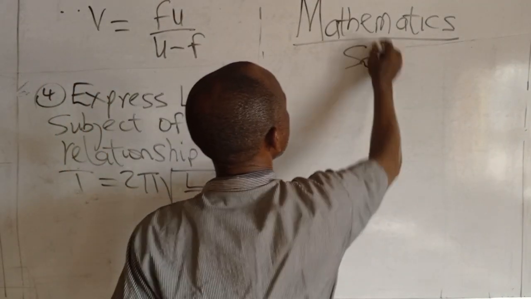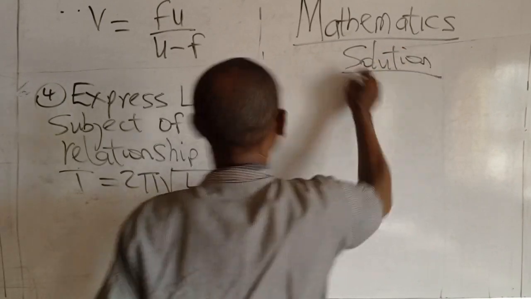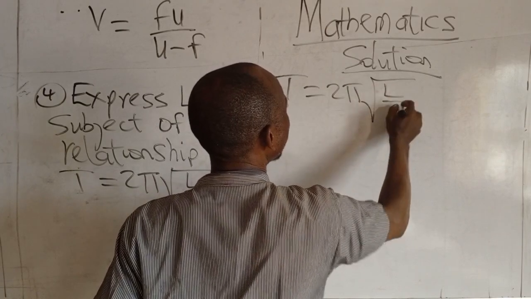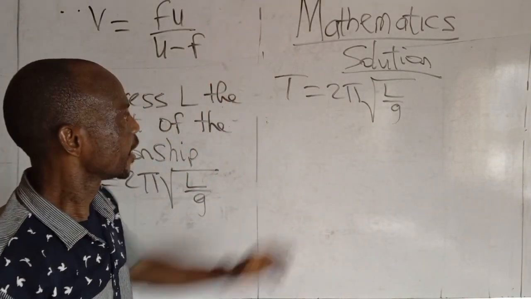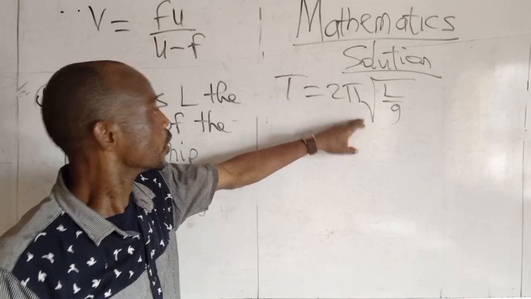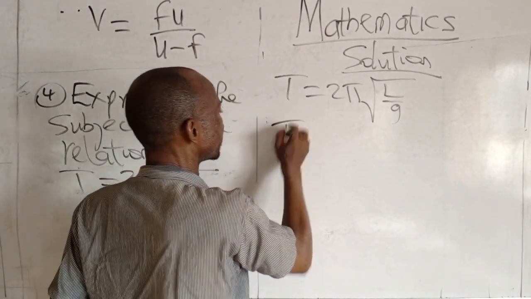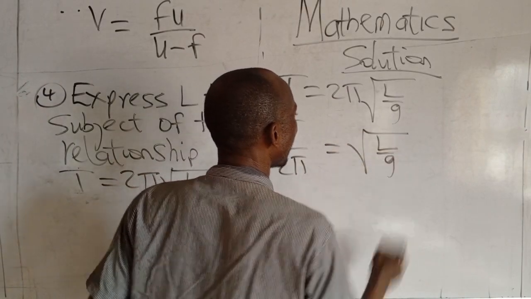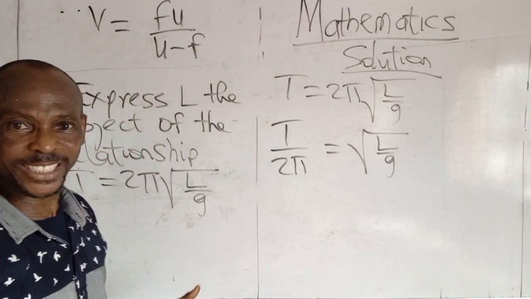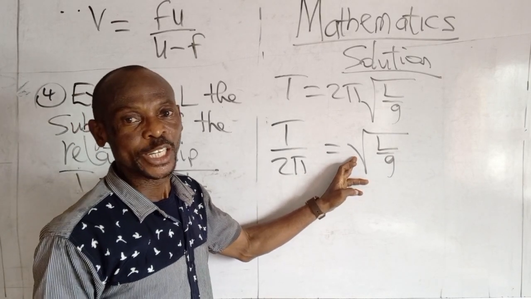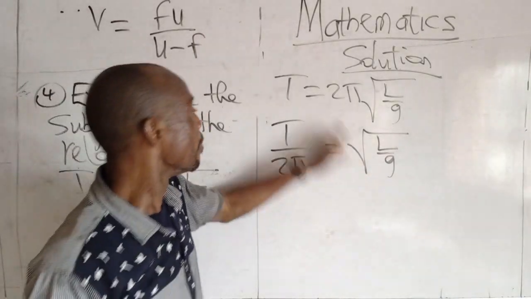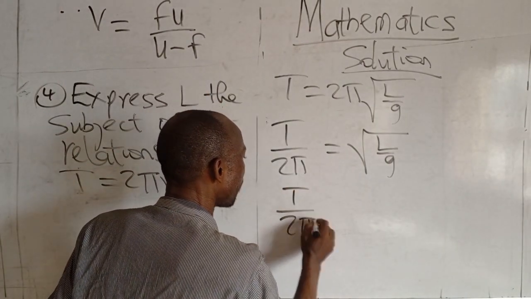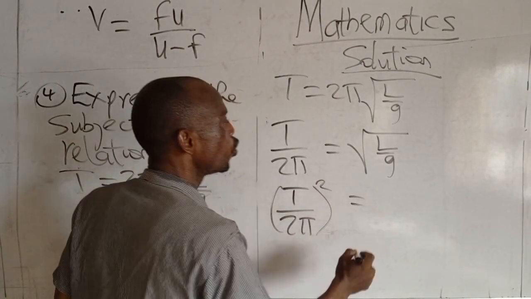Solution. We have T is equal to 2 pi square root L over G. Now what do we do first? To pull 2 pi from this place, we divide both sides. So we now have T all over 2 pi is equal to square root L all over G. Now the next thing we should do is to pull the square root sign. To pull the square root from our principle, we make the other side to become what? Square. So we now have T all over 2 pi raised to the power of 2 is equal to what?